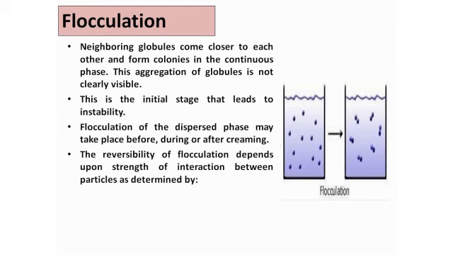The flocculation of the dispersed phase takes place sometimes before the mixing, sometimes during the mixing, or after the cleaning. Now, reversibility means the process of flocculation can be reversed. Suppose flocculation has taken place in the bottle of the emulsion. If we resuspend or shake the bottle, then the dispersed phase will get separated from each other, right? The reversibility of flocculation depends totally upon the strength of interaction between the particles. This strength of interaction is determined by three different attributes.